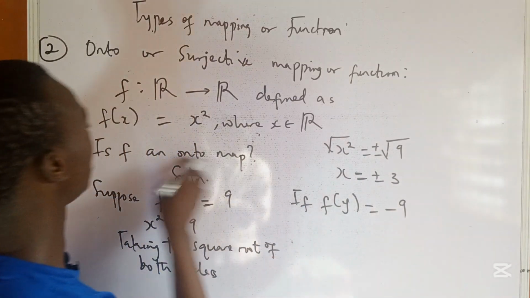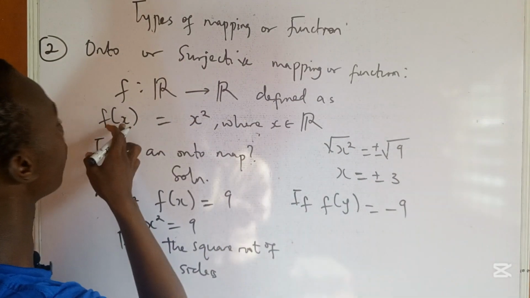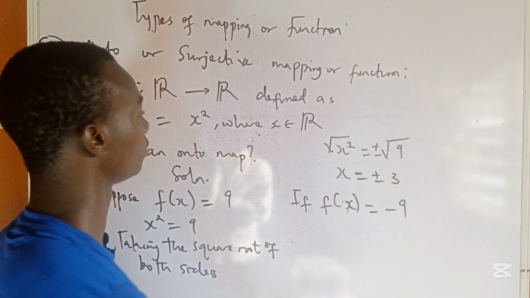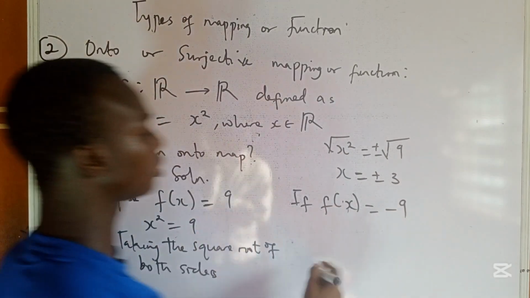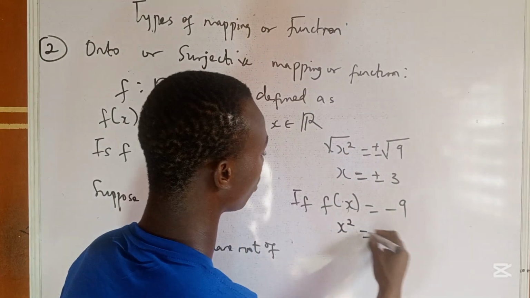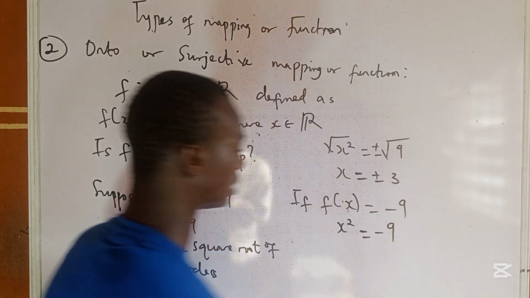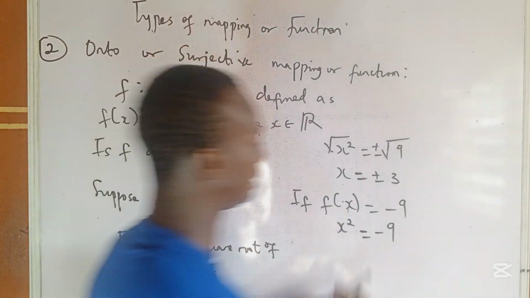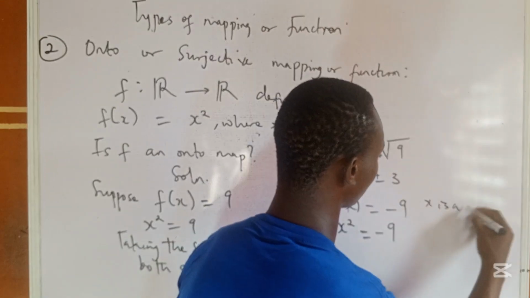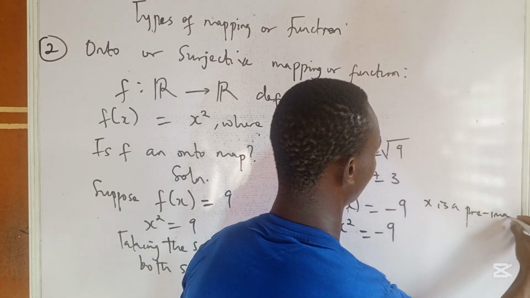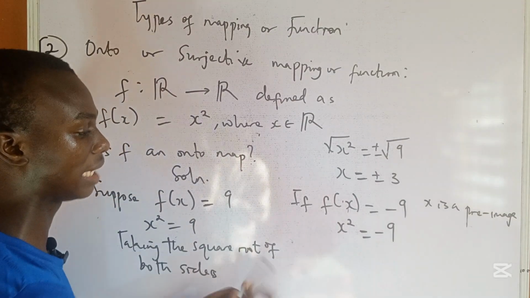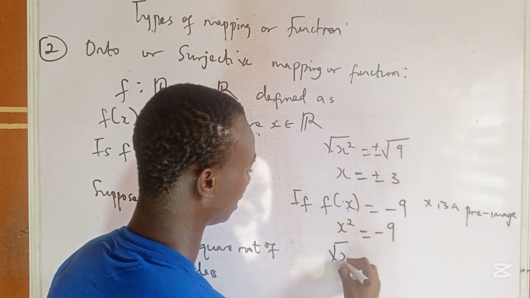Since we know f of x is x squared, or let's just maintain our x so we are not going to get confused. Since f of x equals x squared, this implies that x squared will be equal to what? Minus 9. Don't forget, x is a what? x is a pre-image. Now, look at this. For us to find x, we can just take the square root of both sides.